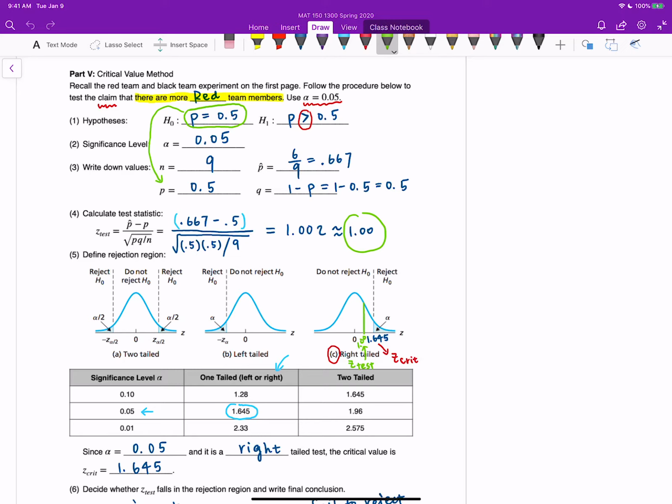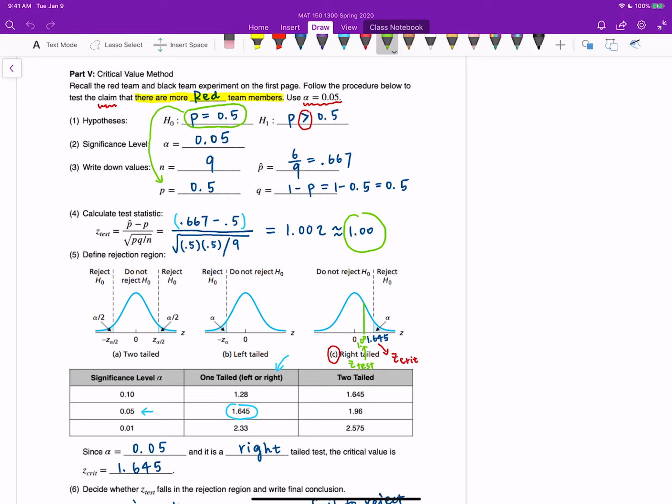Good afternoon. Today we are going to continue the discussion of hypothesis testing for proportion, and then we're also going to finish the hypothesis testing for mean. So let's first review what we talked about last time. Last time we talked about applying the critical value method to test the claim about population proportion.